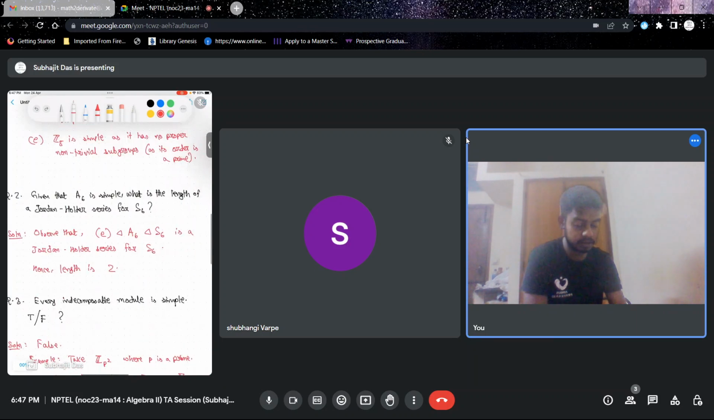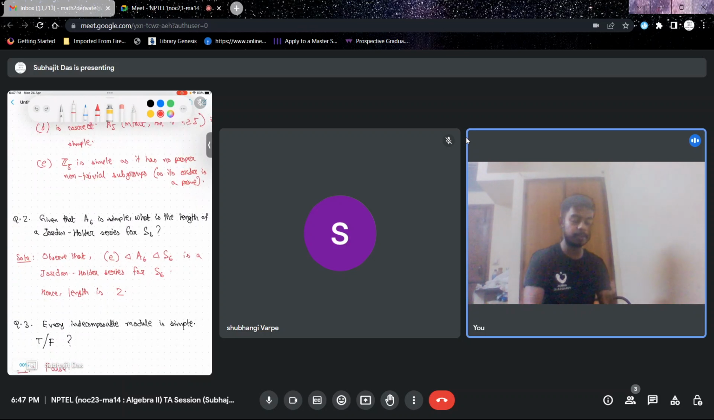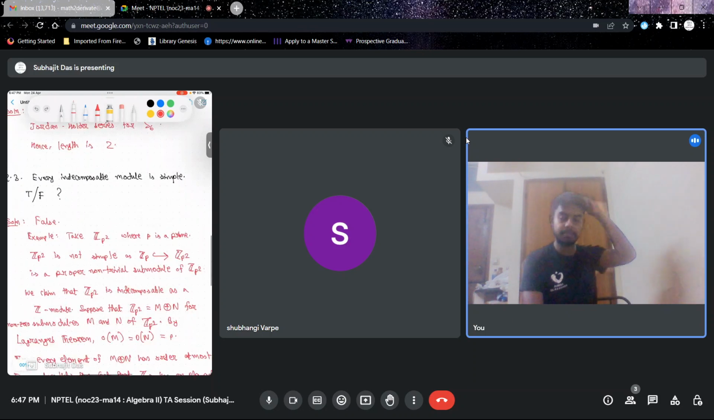Okay, so now the next question is about indecomposability. You know that a module is said to be indecomposable if it cannot be written as a direct sum of 2 non-zero submodules. The question says that every indecomposable module is simple. You need to identify whether this is true or false. Now the point is that this is false, and the example that I gave is, you just take the cyclic group of order p square. This is a Z module. It's an abelian group, so in particular a Z module, in fact a cyclic Z module.